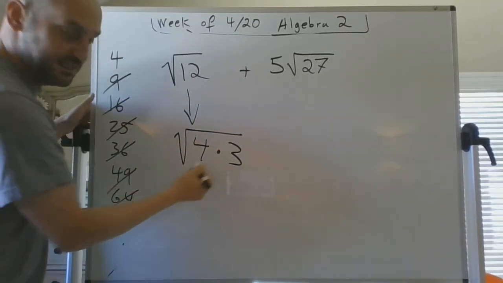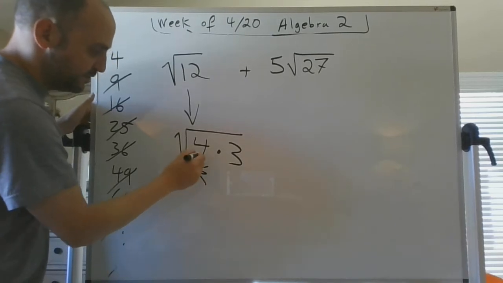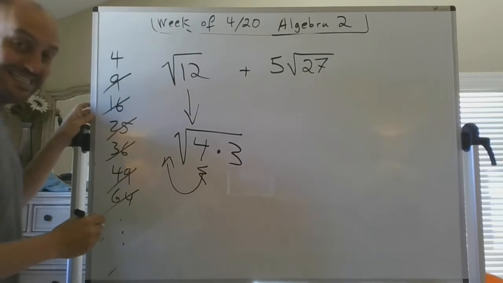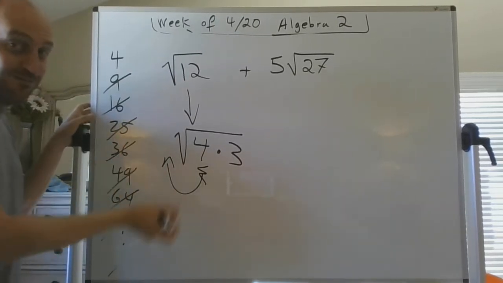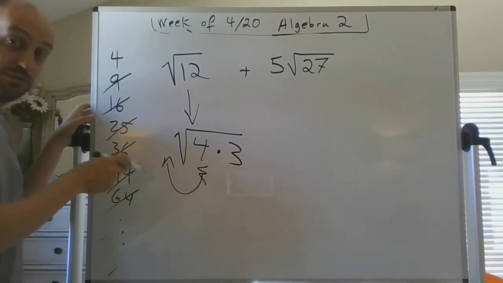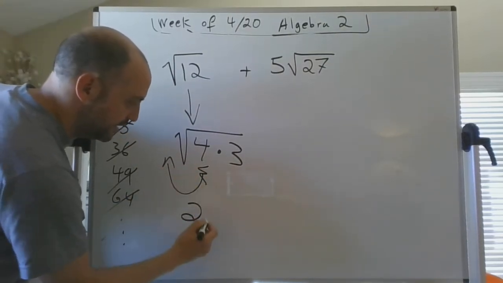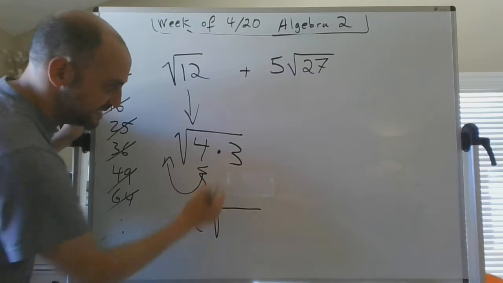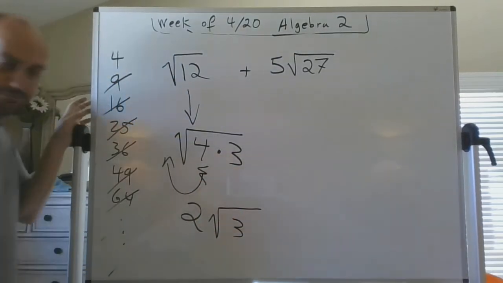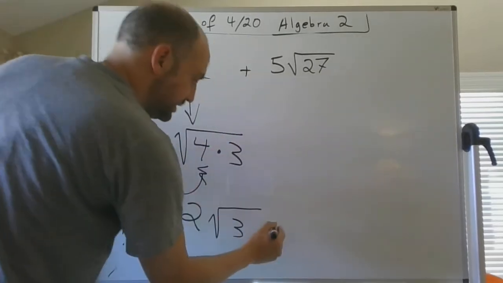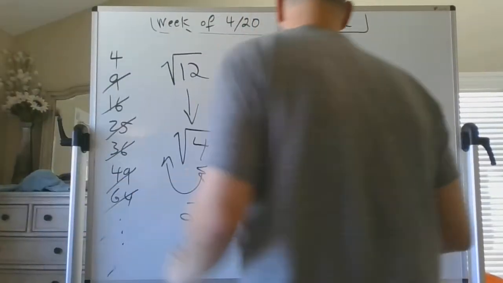Which one of these is a perfect square? That's going to be 4. It's not the 4 that you put outside, you put what the square root of 4 is. The square root of 4 is 2. So I'm going to put that as a 2, and what stays inside is that 3. So now we have 2 square root 3. Cool. Plus, now let's look at this guy.